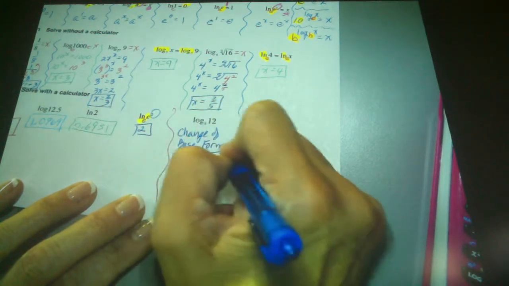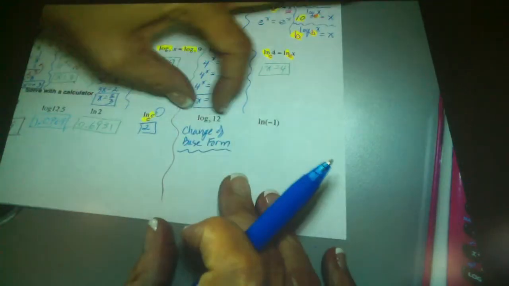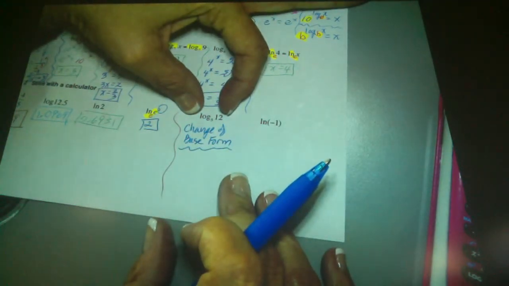You need to write yourself a note that you're going to have to use that on your test. Most of my calculators require the change of base formula. So the change of base formula for this particular case just means you take the log of whatever number you're taking the log of, in this case, log of 12, that always goes up top. And the base, the log of the base, goes in the bottom.